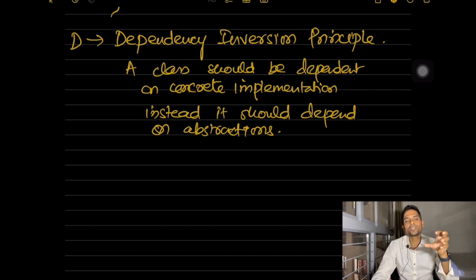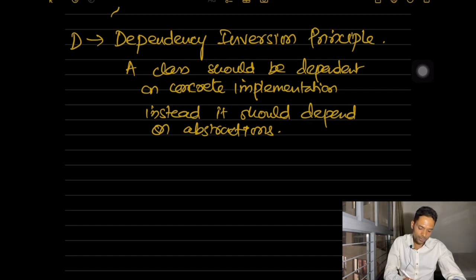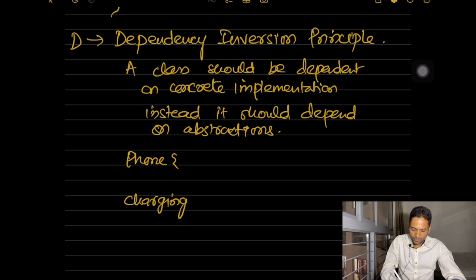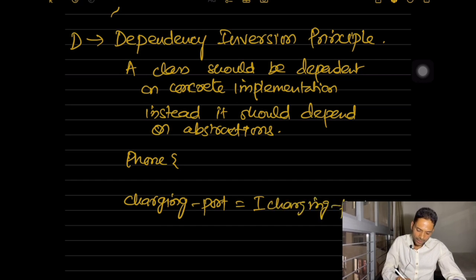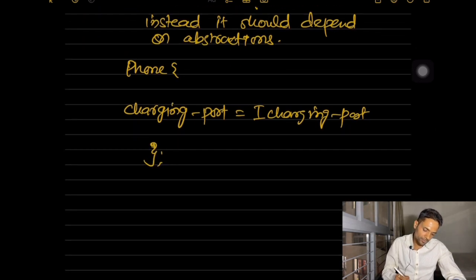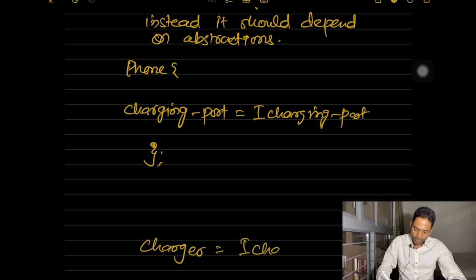Now say it's a phone, and it has a charging port. This will now be a type of interface charging port. It will not depend on a concrete charging port. It will be an interface of charging port. And similarly, the charger which needs to fit in there will depend on that interface of charging port.